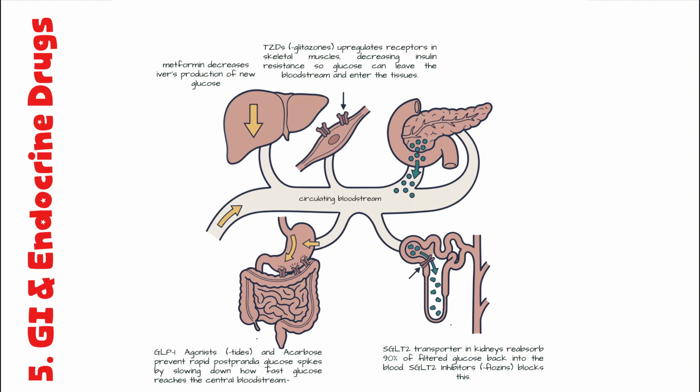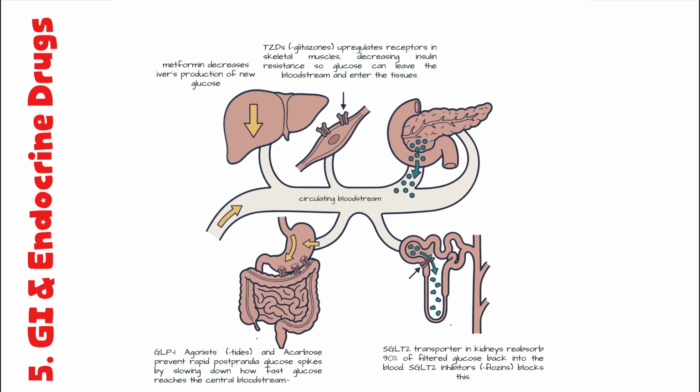Type 2 diabetes is a dual problem. The tissues are resistant and the pancreas is worn out. These drugs attack from 4 different angles. In the liver and the tissues, metformin and the TZDs cut the liver's glucose output and make muscle more sensitive to the insulin it already has.